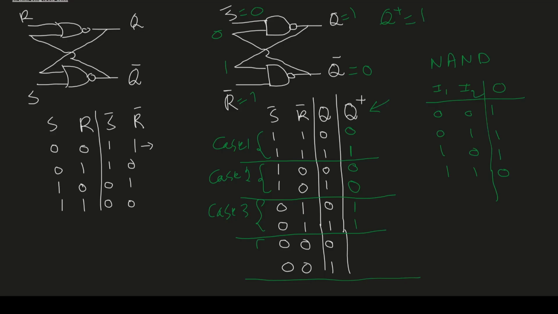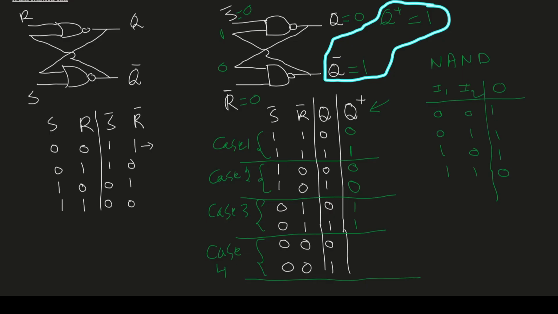Now the last case, case 4. So in case 4, S bar is 0 and R bar is 0. Let's assume the current state of the system is 0. So 0 will come here. So 0 and 0 will output 1. So Q bar will be equal to 1. 1 will come here. The top NAND gate, we have 0 and 1. 0 and 1, so Q plus will be 1. We have to notice that at this loop, Q plus, the next state Q is 1 and Q bar is 1, which is not possible. So that's why we say this is invalid.